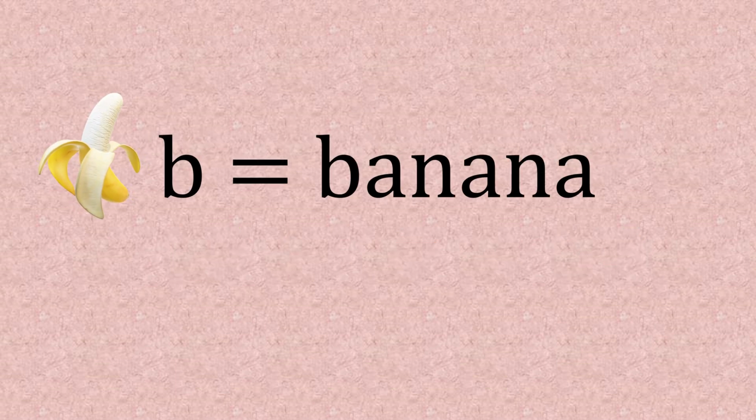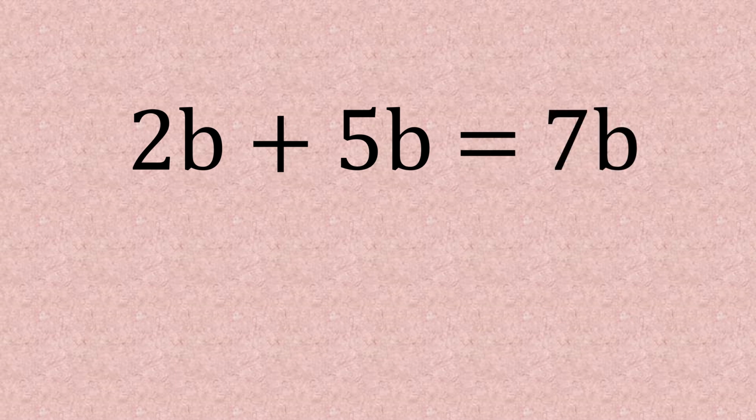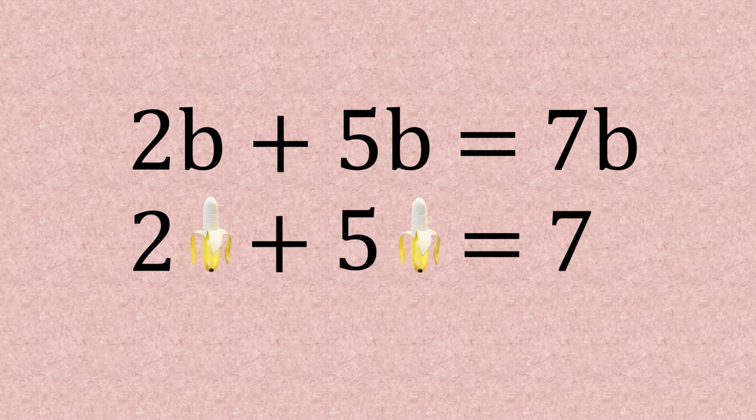Now we're going to use B for banana. So if we had 2B plus 5B, it would equal 7B. So you could have 2 bananas plus 5 bananas equals 7 bananas.